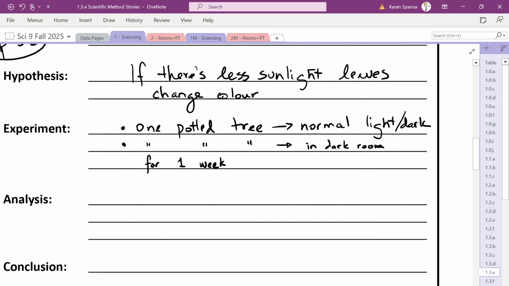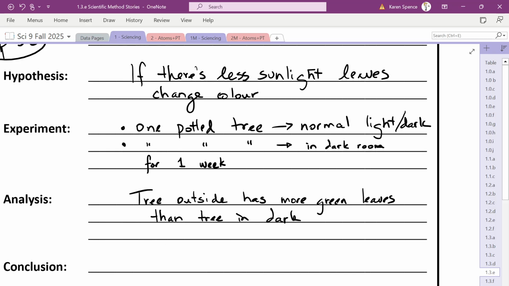What was the analysis? Yes? Yeah, the tree outside has more green leaves than the tree in a dark room. Excellent. And our conclusion? Less sunlight leads to more colored leaves.